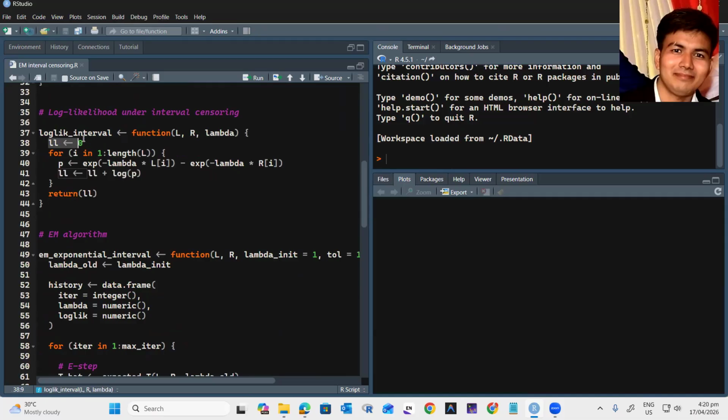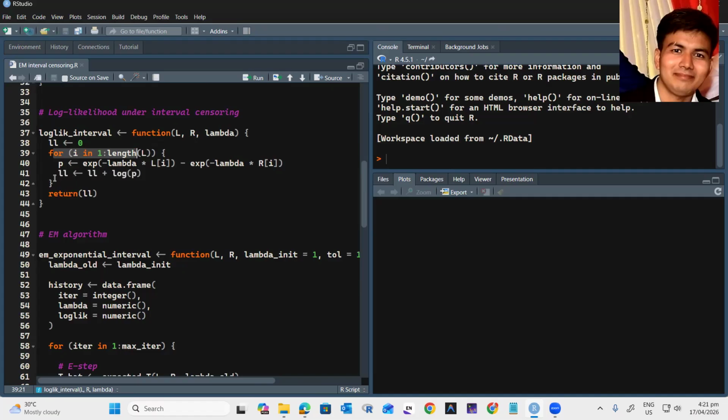So this is initializing the log likelihood accumulator, and after that we have a for loop going from 1 up to the length of L. In that loop, P equals e raised to the power minus lambda Li minus e raised to the power minus lambda Ri. That is for the exponential distribution. The probability that t lies between L and R is e raised to the power minus lambda L minus e raised to the power minus lambda R. So that will compute the exponential function for the probability that t lies between L and R.